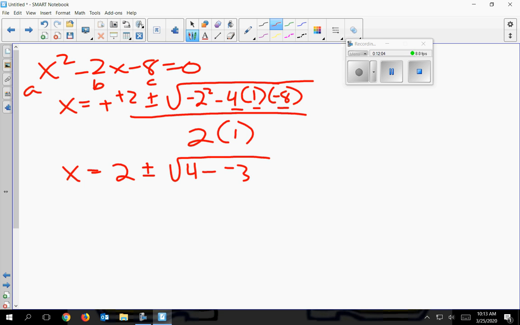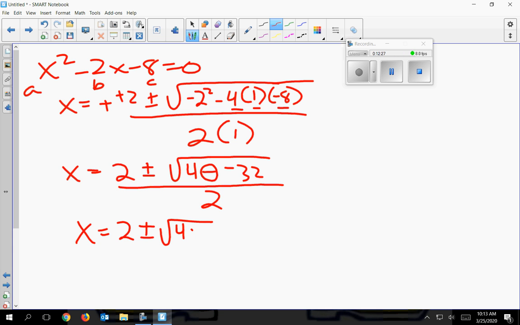It's really important that you do it that way. It's the way I've always taught it, and we seem to not make as many mistakes if I ignore that minus sign for a second and multiply those 3 numbers out. So x equals 2 plus or minus the square root of 4 plus 32 now. That changes into plus now. So being careful with our signs, all over 2.